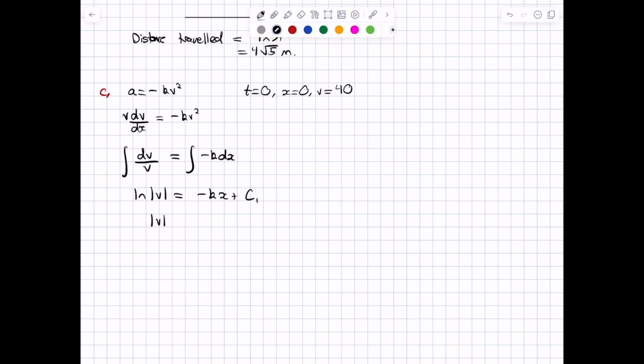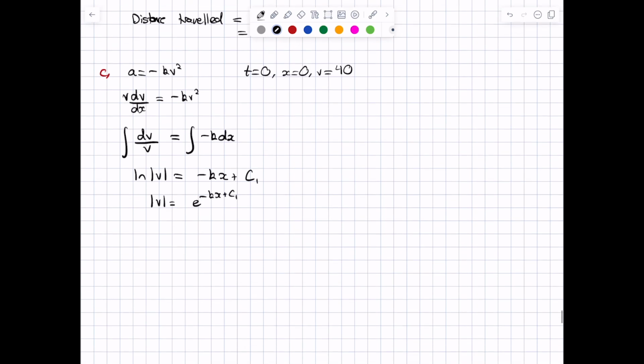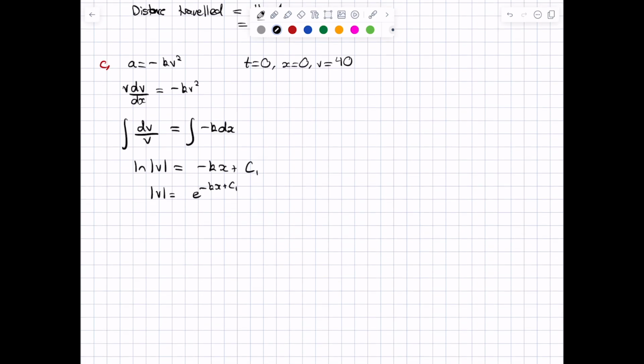So I will exponentiate both sides. I'm going to break off that C1 in the power to get e to the C1. Now I'll strip off the absolute value, and I'll get v equals plus or minus e to the C1, e to the minus kx. And this I will now call a. It's some constant, which I will call a. And I'll say where a equals plus or minus e to the C1.